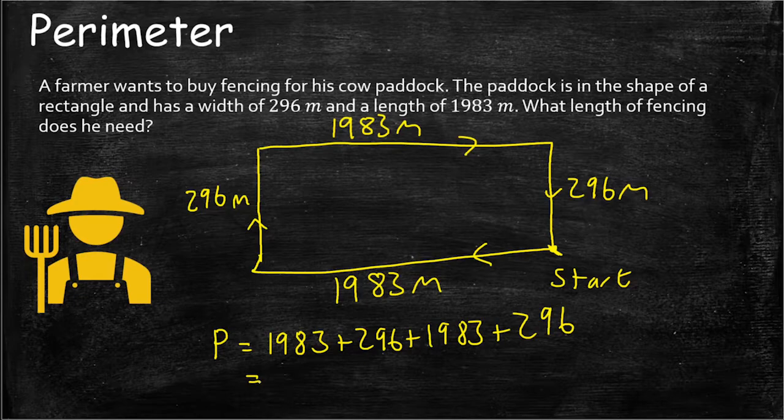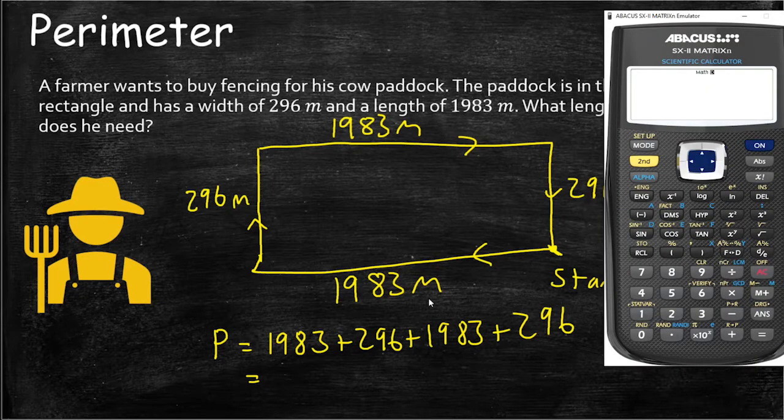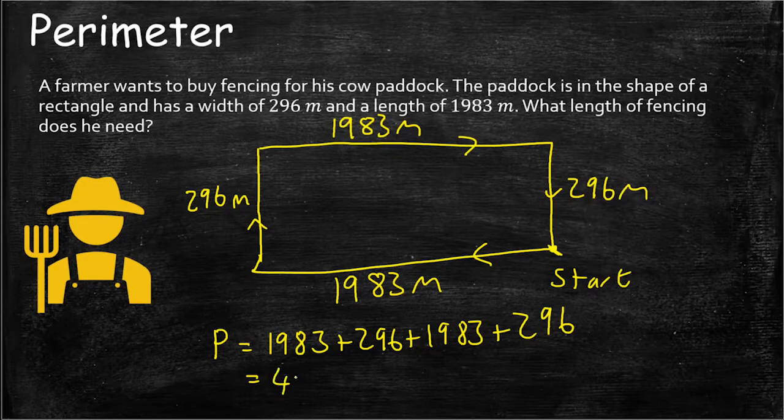At this point, I want you guys to grab your calculators out, and we'll just add all these different lengths together. So I got 1,983 plus 296 plus 1,983 plus 296. And that gives me a total of 4,562 meters. So what length of fencing does he need? He'll need 4,562 meters of fencing if he wants to put a fence around the cow paddock.